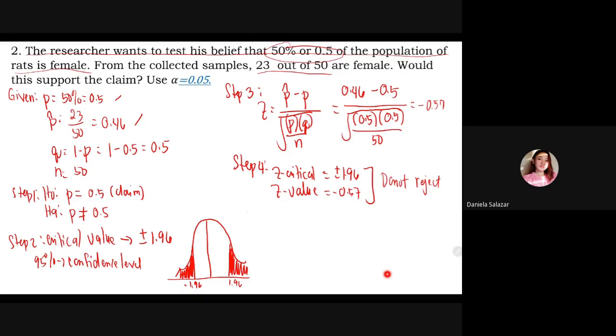Okay? Step number 5. So, since that is do not reject, then we could say there is enough evidence to accept the researcher's claim.